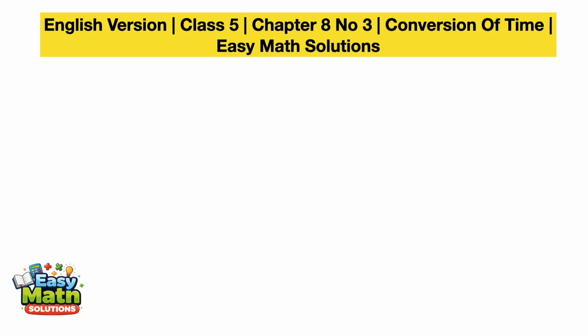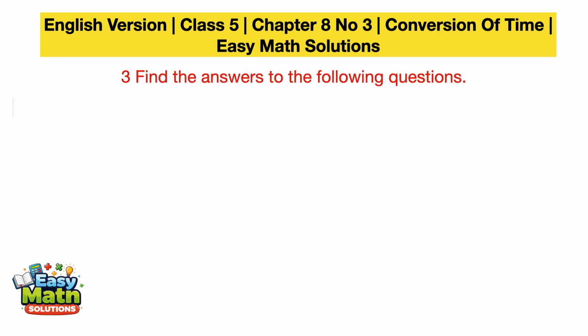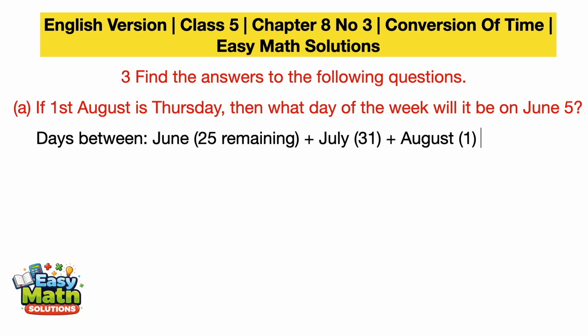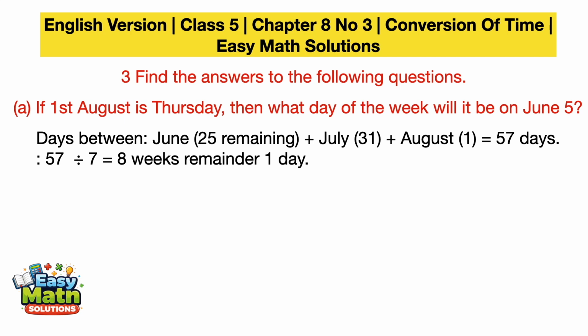English version mathematics class 5 chapter 8 time conversion. Number 3, find the answer of the following question. If 1st August is Thursday, then what day of the week will be June 5? The days between June 25 remaining and July 31 and August 1, okay, that means 57 days. 57 divided by 7 because there are 7 days in a week, that means 8 weeks and 1 day remaining.